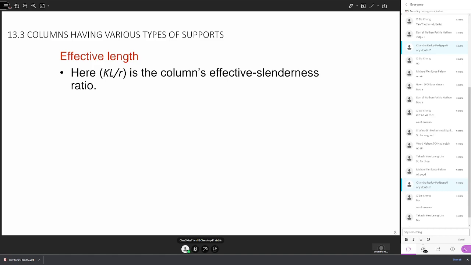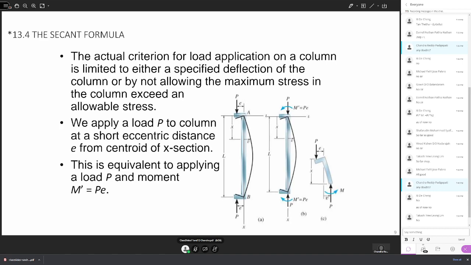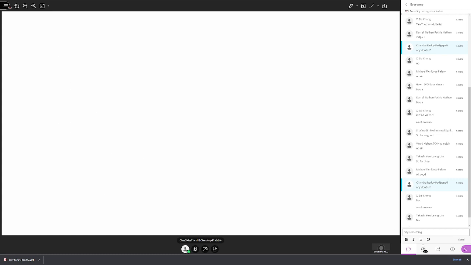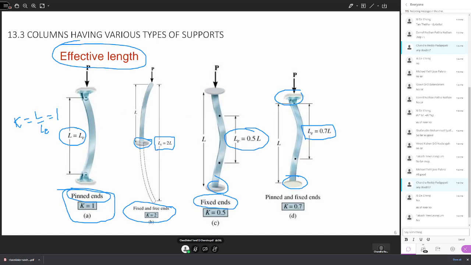So this KL by R is known as the effective slenderness ratio. When you calculate, when the load is acting exactly at the centroid of the cross section, now if you see in all these cases, the load is acting exactly at the centroid of the column, at the center of the column structure.